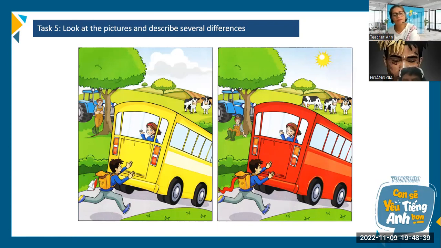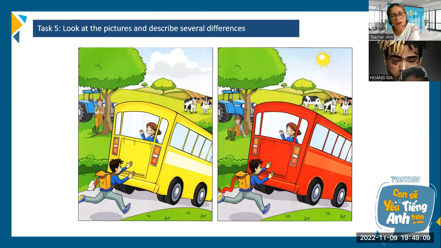Okay, go. The teacher A has... Very good. Calls, but picture B has 3 calls. Second. The farmer is standing at the picture A and sitting at the picture B. Picture A has a yellow bus and picture B has a red bird.